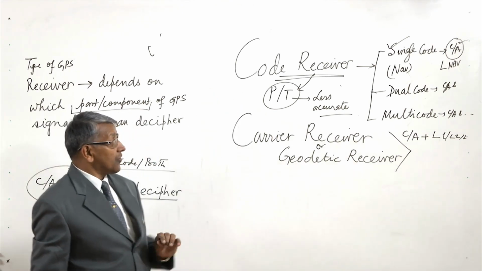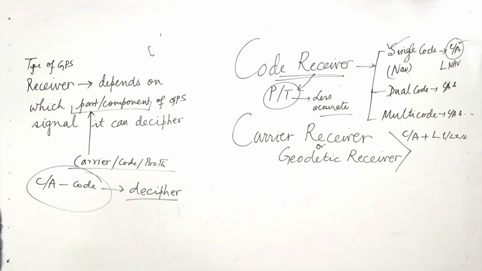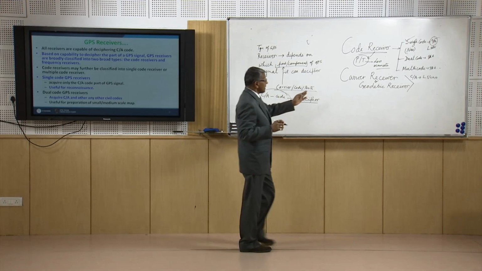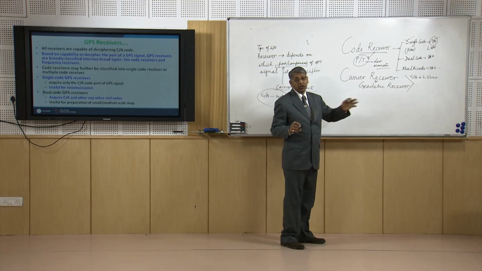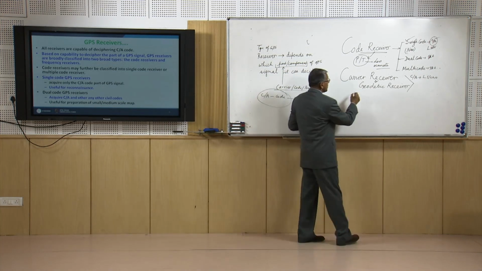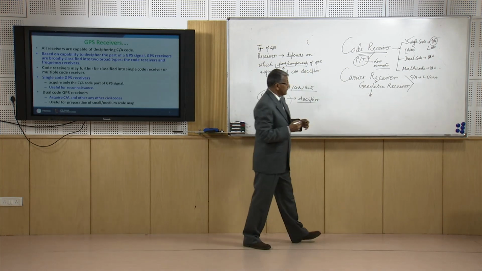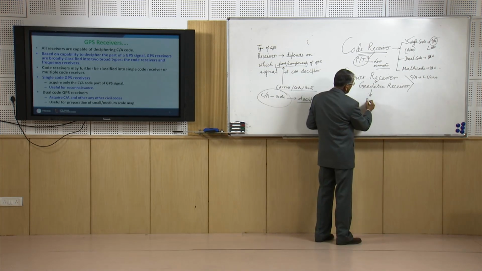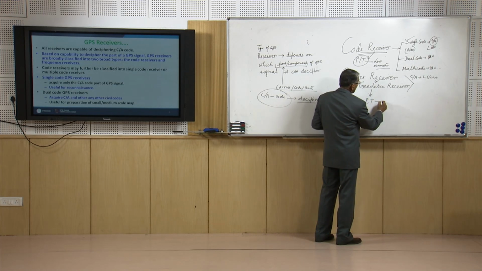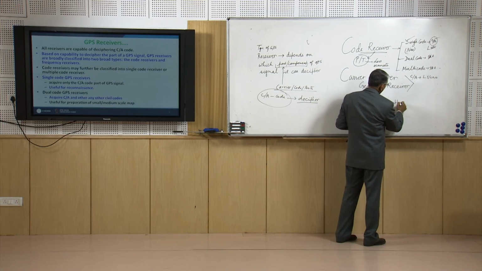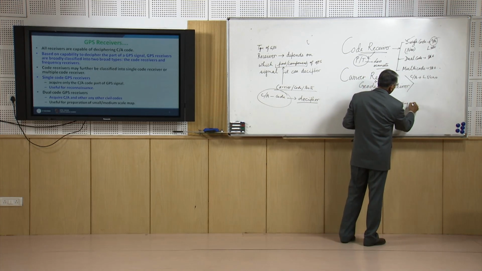Other than the code receiver, another type of receiver that is available is the carrier receiver or geodetic receiver, which provides us the position and time by deciphering the carrier phase.